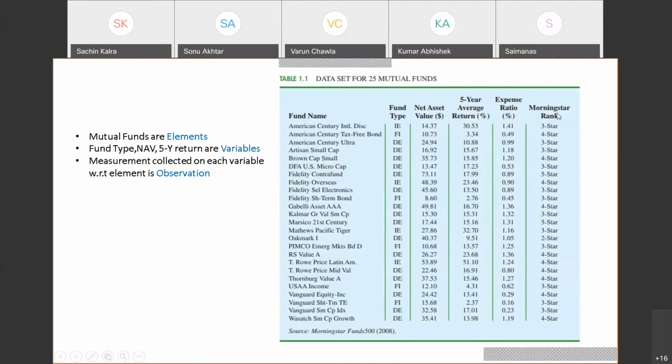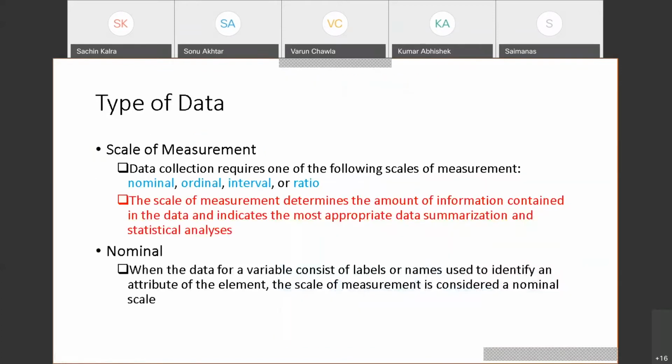So far so good. Now we come to the type of data, which is the most crucial part, and I think most of the analysis that we do in any kind of field in data analytics, whether it's machine learning, BI, or simple data analysis, the type of data is a very crucial part to understand. In type of data, we have two things. One is scale of measurement. So on what scale will the data be measured?